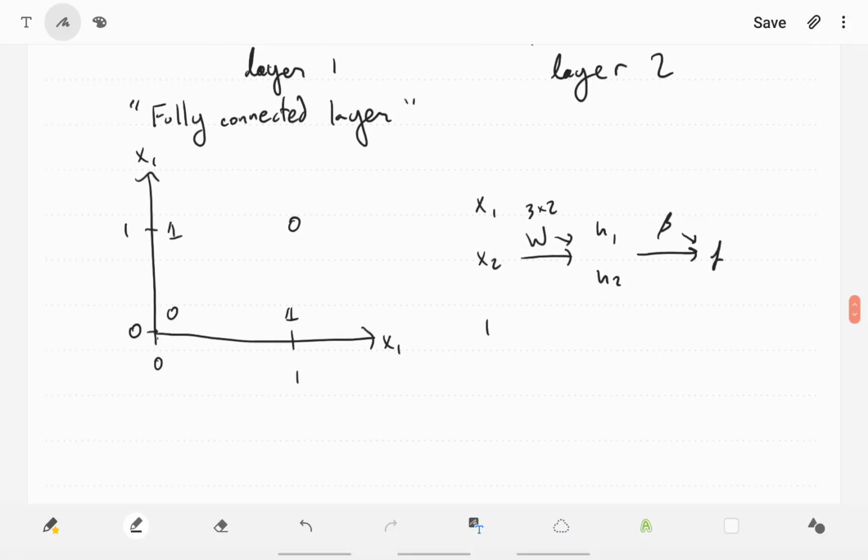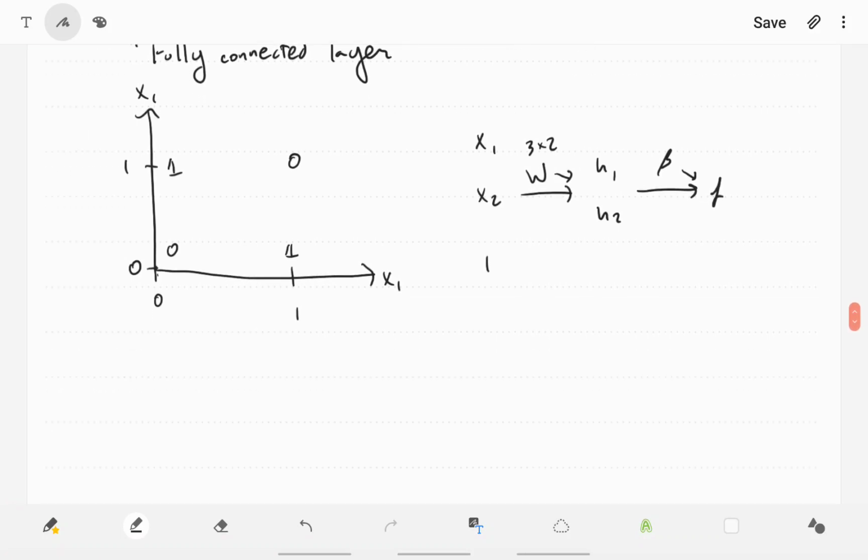Right? And so how can we think about this? What we want is to show that there exists a W, such that when we apply this W and also select a beta, we can create a linear hyperplane. This linear output can separate the ones from the zeros.